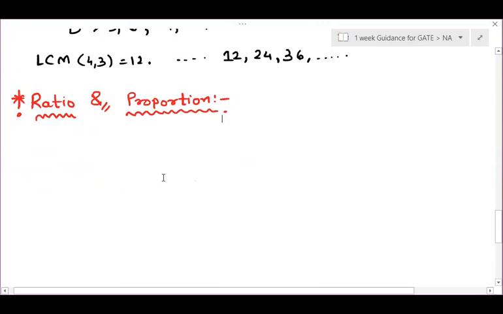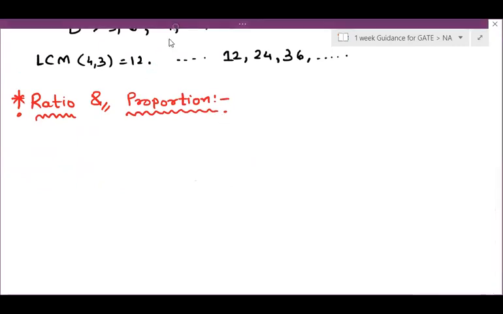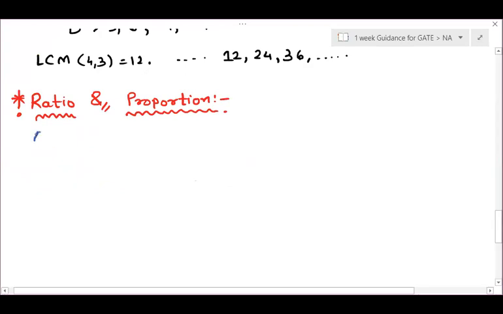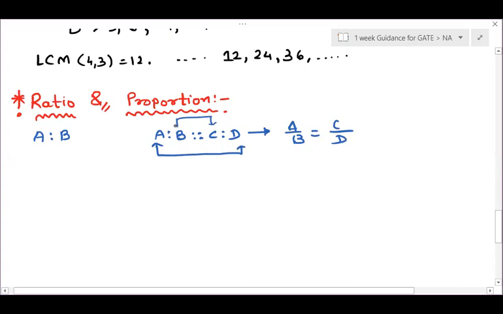Now, what is the meaning of ratio and what is the meaning of proportion? If two quantities A and B are in ratio, this is written as A is to B. If two ratios are the same, then they are said to be in proportion. A is to B is in proportion with C is to D. Its meaning is A by B equals C by D. Or you can remember it like this as well: A into D equals B into C. Product of extremes is equal to product of internals.